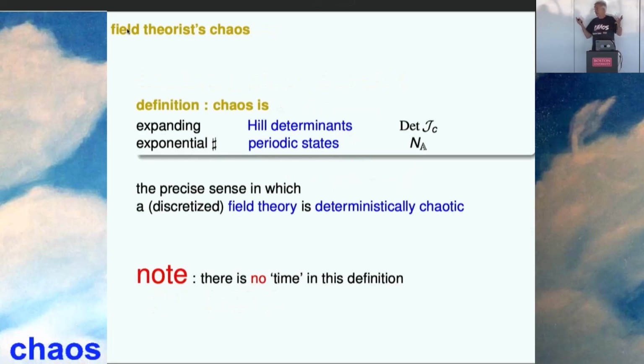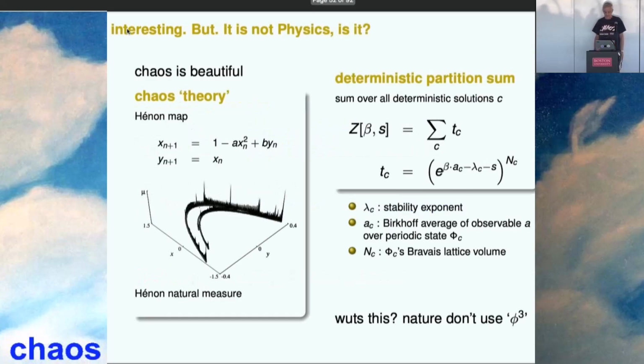So now, what's chaos for field theories? Somebody who lives in space-time is not stuck to just marching forward in time. It has Hill determinants which are exponentially expanding, and it has an exponential number of periodic states. And that is chaos in space-time. And notice there is no time in this definition. It so happens Hill and Poincaré have proven that the 2 conditions are consistent. They're the same, but this is how you think of it now.